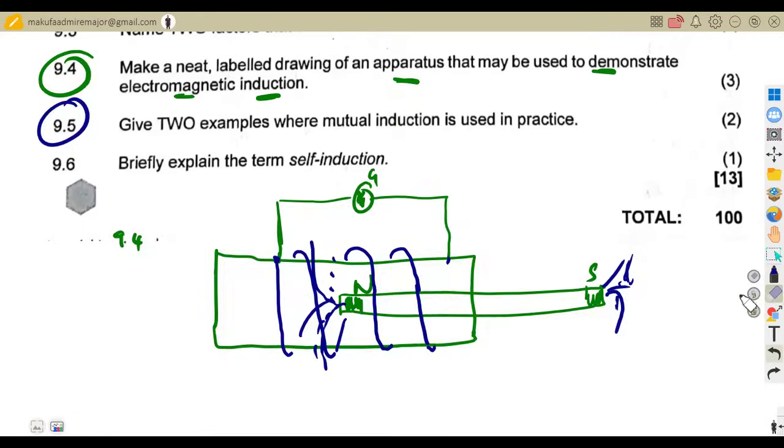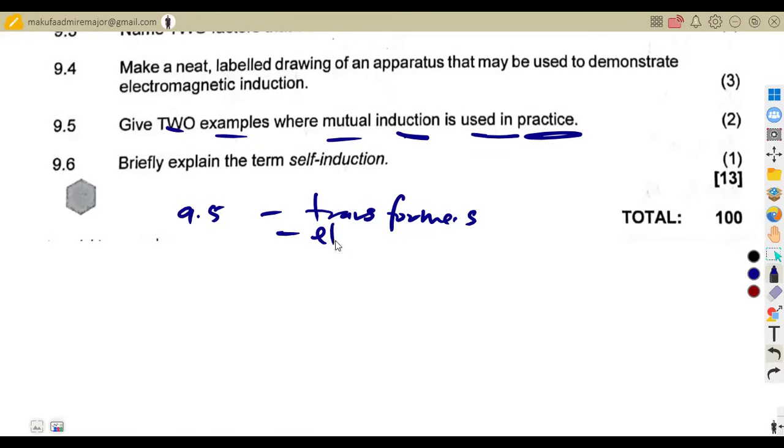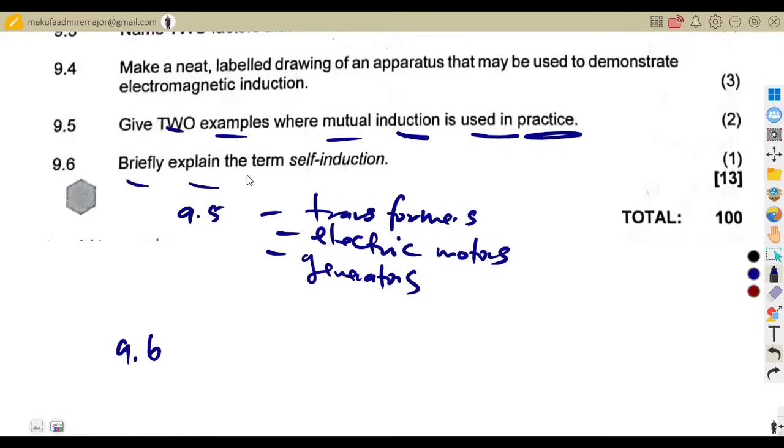9.5, they need 2 examples where mutual induction is used in practice. We've got transformers there, an application of transformers. We have got electric motors. We have got generators also. So many. 9.6, briefly explain the term self-induction.